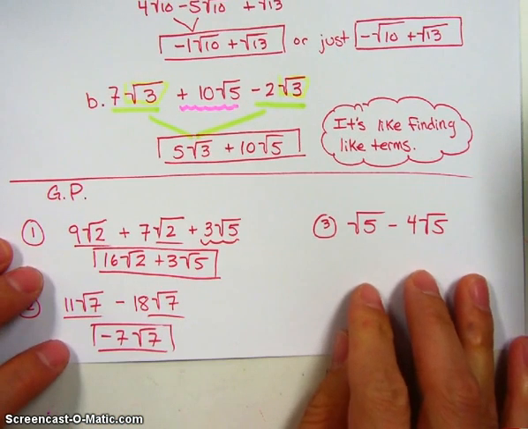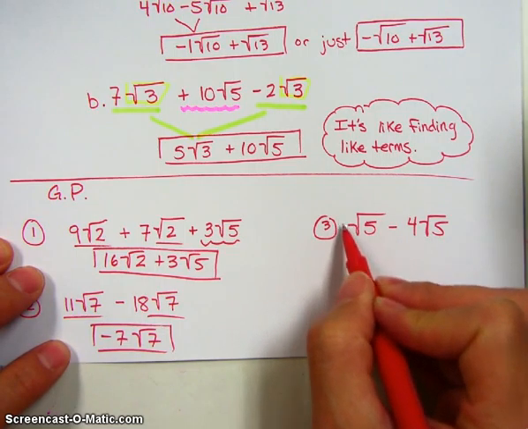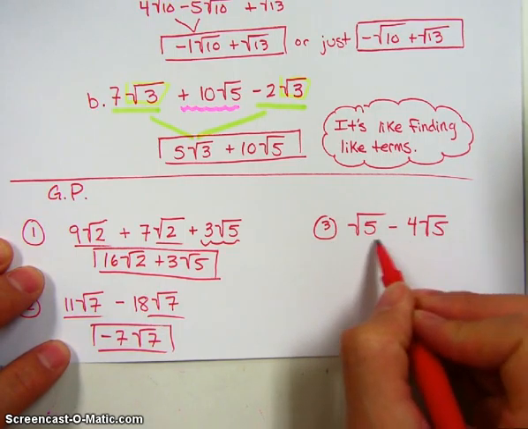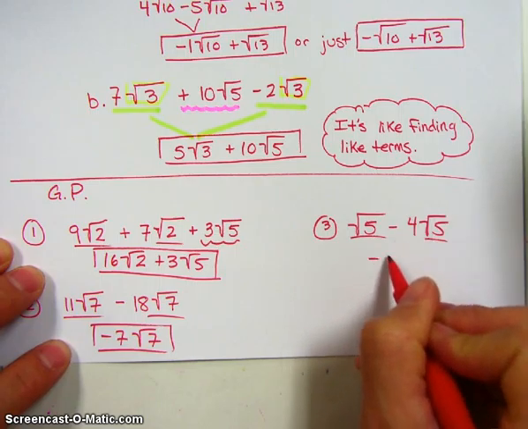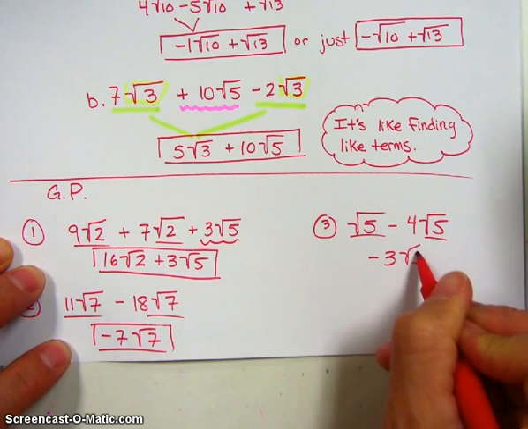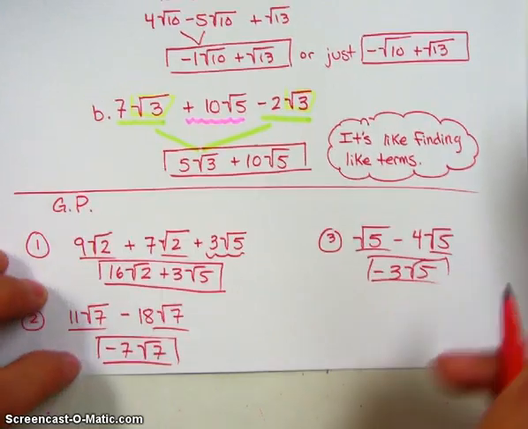And then last but not least, remember there's a 1 in front, so 1 rad 5 minus 4 rad 5. They both have radical 5, so together I'm going to have negative 3 radical 5. There you go. Piece of cake.